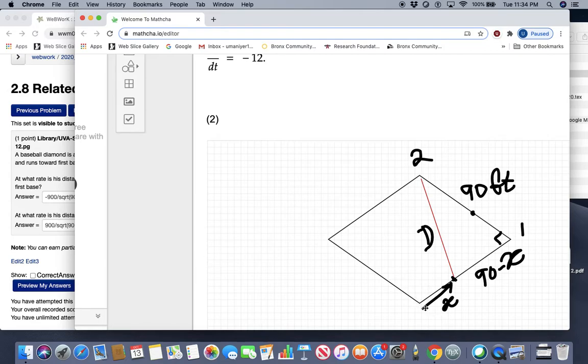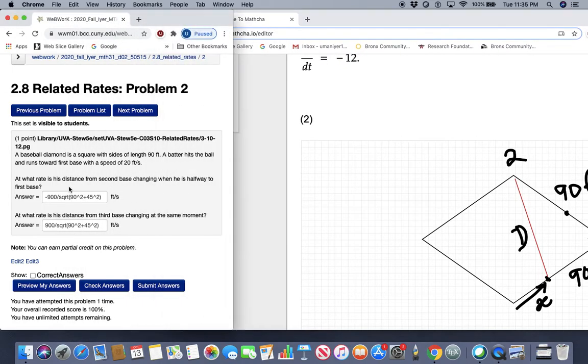He has hit the ball, it's gone wherever, and he's running towards the first base. So that distance that he has run is x feet. This is a baseball diamond. It is a square, 90, 90, 90, 90. So if this is x, the leftover is 90 minus x. Question is, what is the rate of change of the distance from the second base to the batter? Is his distance from the second base changing?